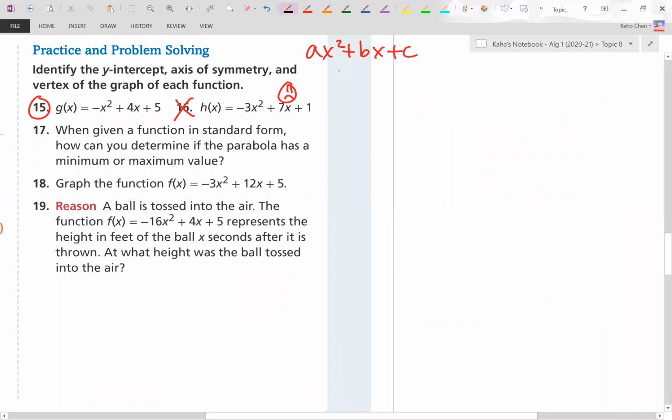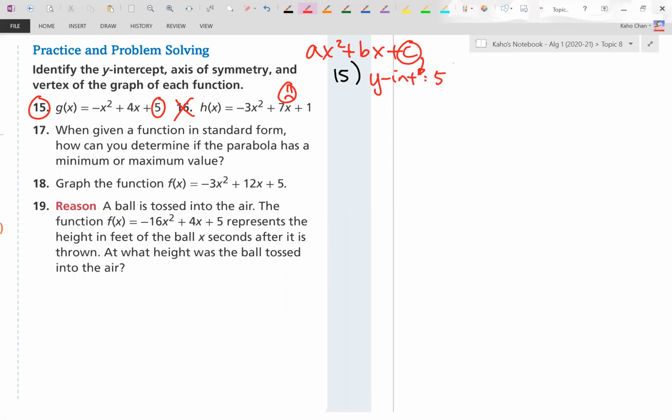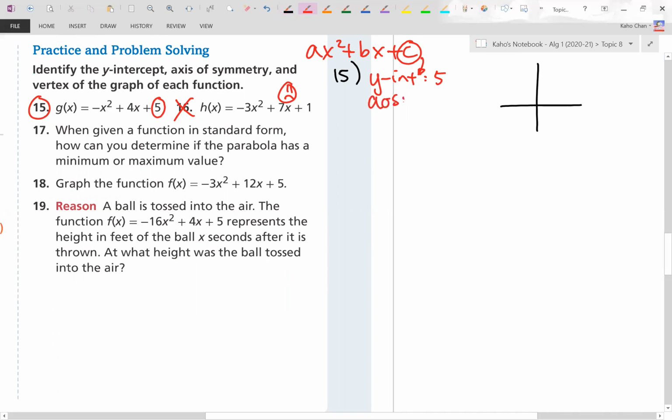Here's number 15. Look for the y-intercept first. The y-intercept is the c value. The c value in this case is 5. That's where it crosses the y-axis, this parabola. Great. And they want us to graph this eventually anyway, so I'll do that over here off to the right. Number 15. Second step, find the axis of symmetry. There's a formula, x equals negative b over 2a.